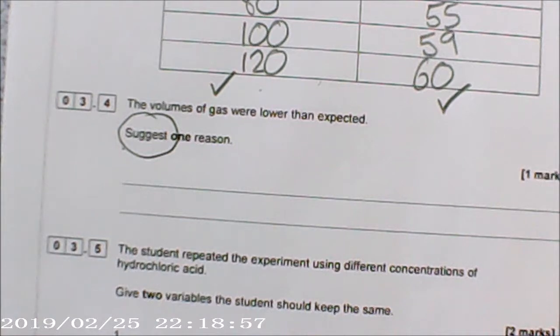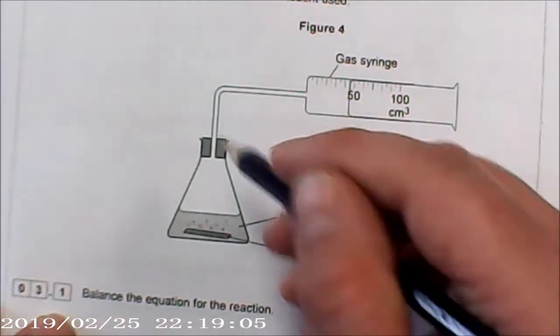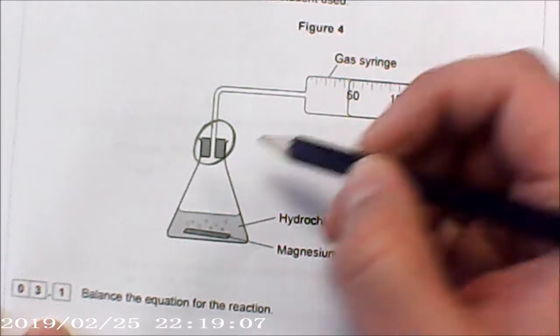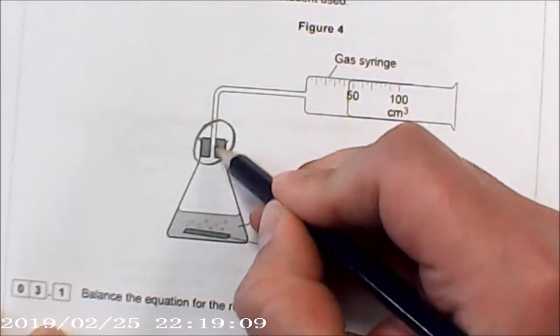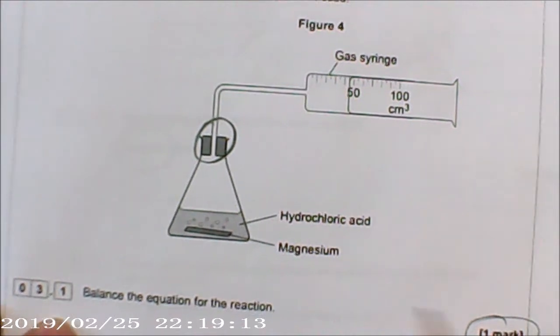That means that the volume of gas was lower than what they thought it would be. So there might be, perhaps, a gas leak. So there might be a leak here that is letting some gas out, so it's not going into the syringe. So that would be a sensible suggestion.